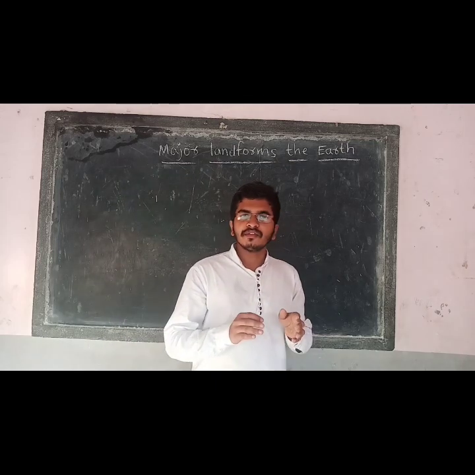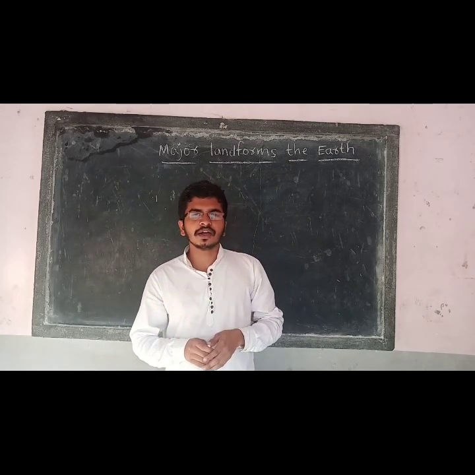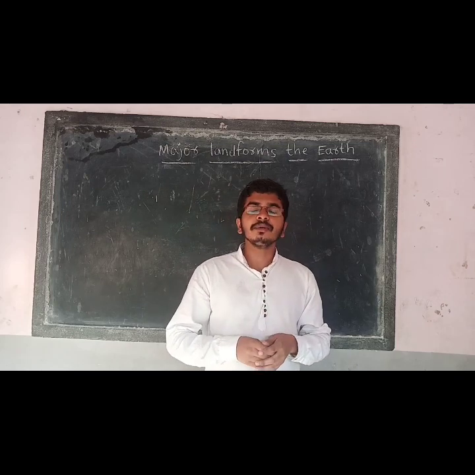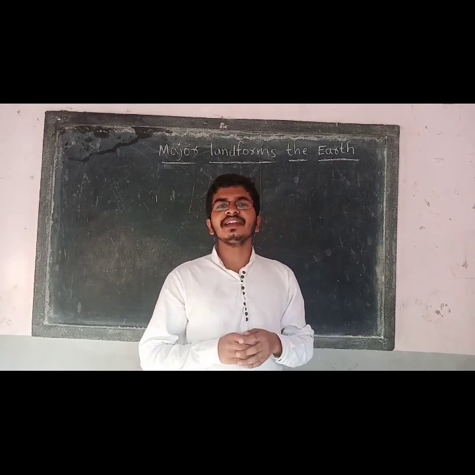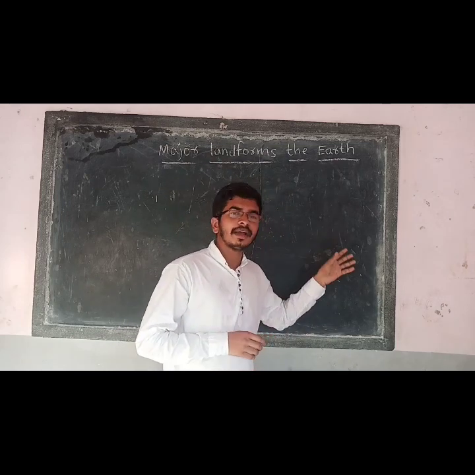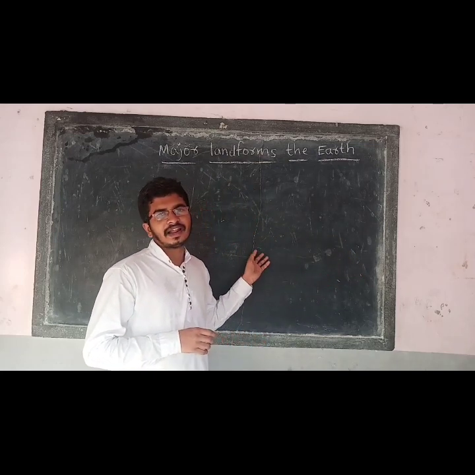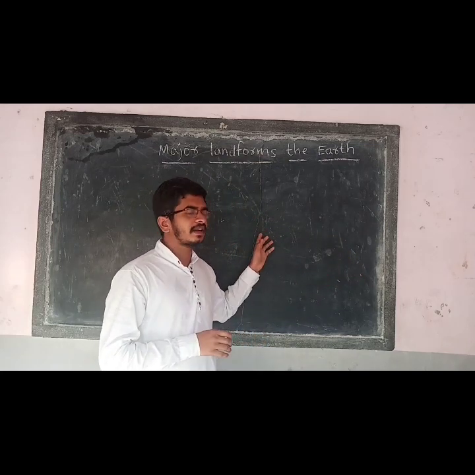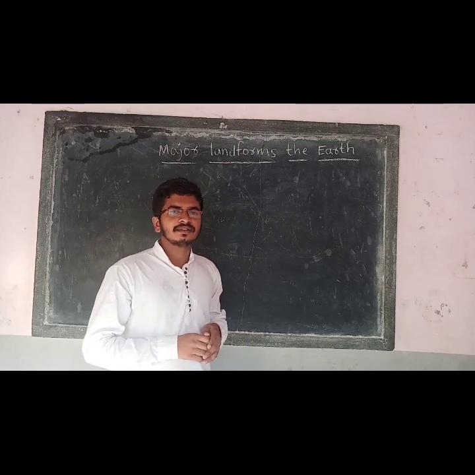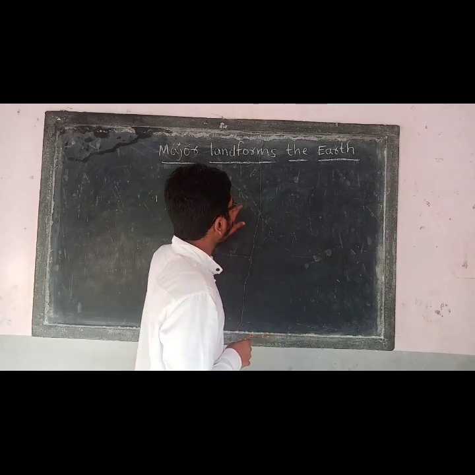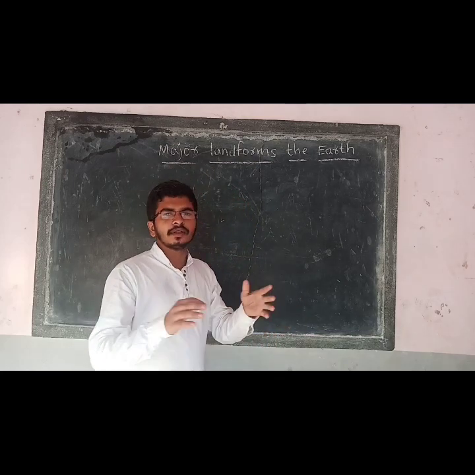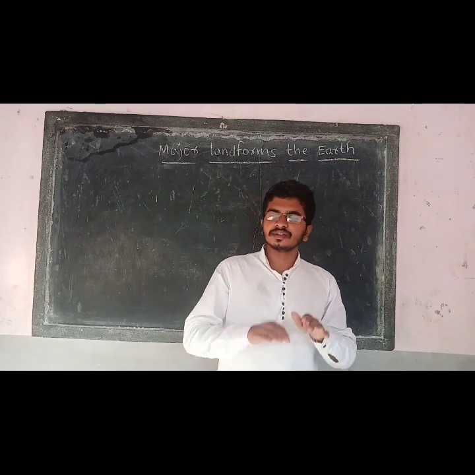See, one fourth of the earth is covered with the land surface. How much? One fourth covered with the land surface. In the earth, one fourth area is covered with the land surface. Everywhere on the earth, it is not the same.